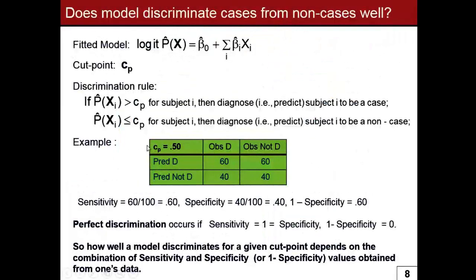Oh, maybe it's less than. Oh, you have to confirm. I thought it was actually greater than or equal to.